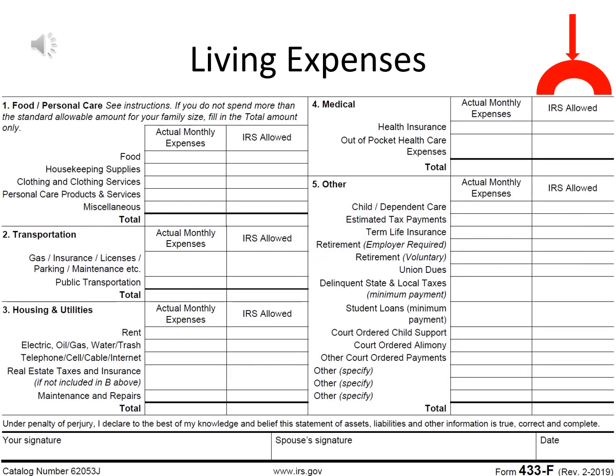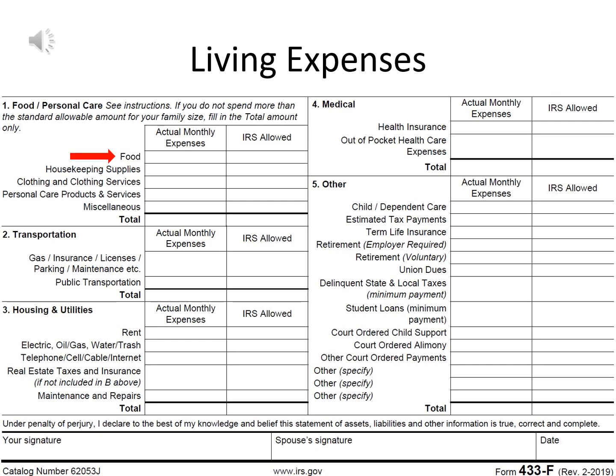This is the most important section of the Form 433F. Here you list all your living expenses, which will be subtracted from your income to determine your collection potential. But the IRS will resist allowing you greater expenses than are allowed under their collection financial standards. Therefore, it is extremely important to compile as many expenses as possible to offset the IRS's limitation.